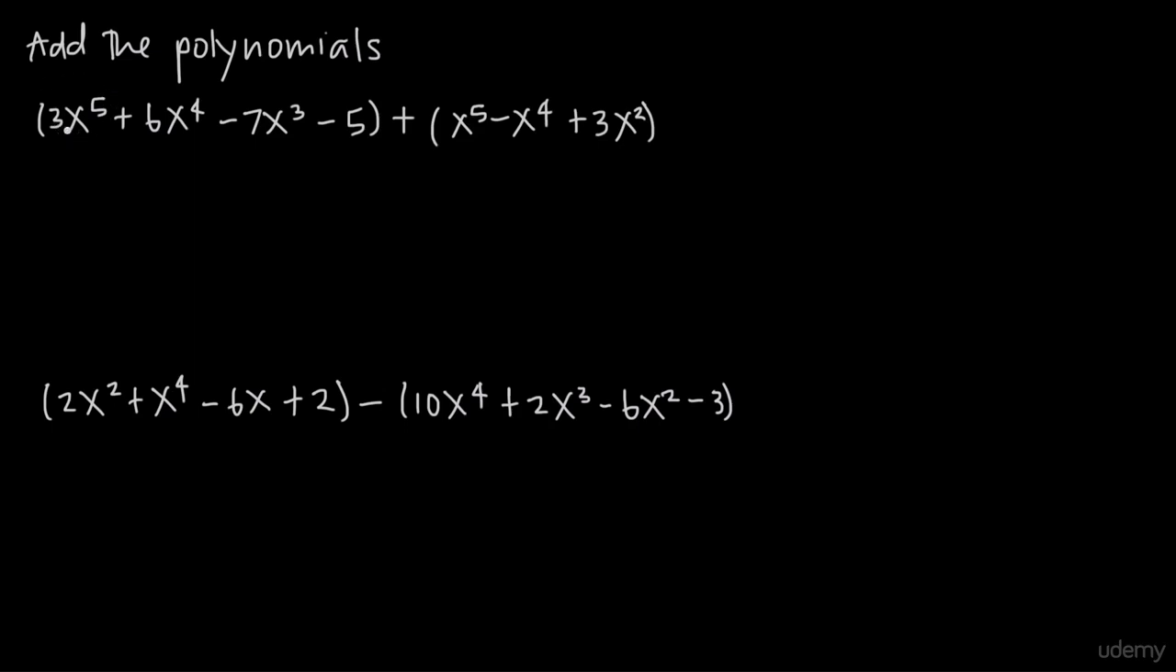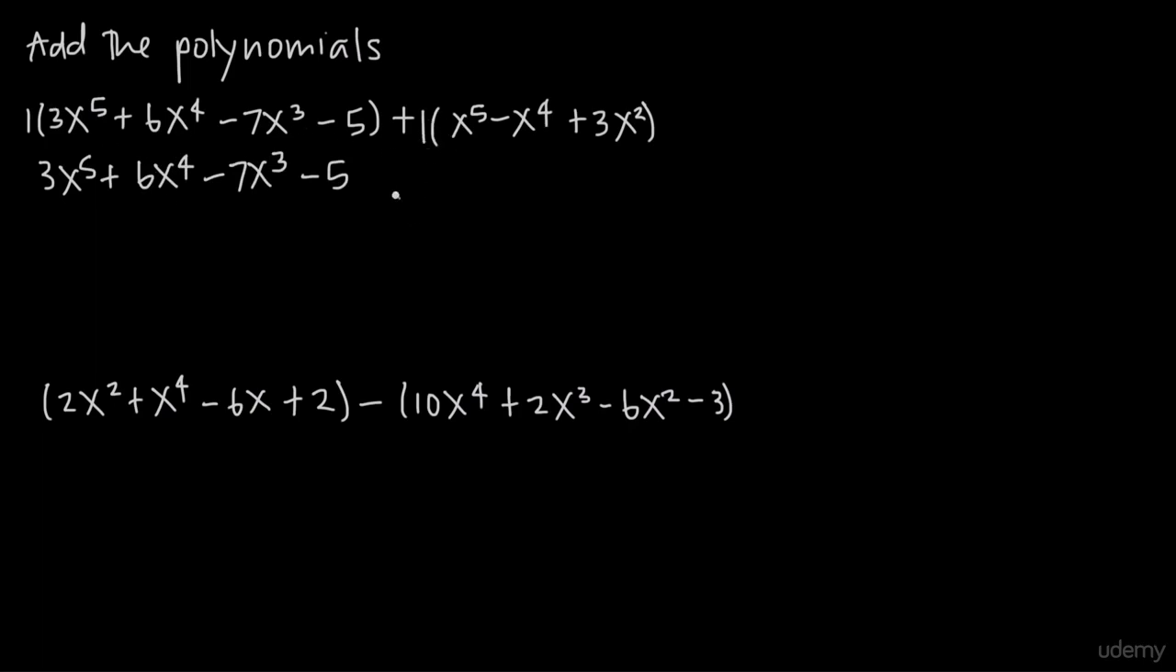For example, here we have 3x to the fifth in the first polynomial, and we have 1x to the fifth in our second polynomial. So we want to be able to add those together. But before we can do that, we need to remove our parentheses. And the way that we do that is remember that we have this implied 1 out in front of our parentheses here. We're saying 1 times 3x to the fifth plus 1 times 6x to the fourth. We can use the distributive property and distribute that 1 across each of these terms. So we remove the parentheses by just saying 3x to the fifth plus 1 times 6x to the fourth is 6x to the fourth. 1 times negative 7x cubed is negative 7x cubed, and negative 5 here. So we've removed the parentheses.